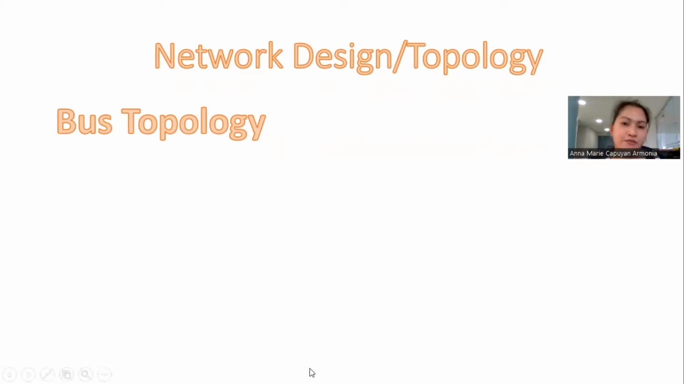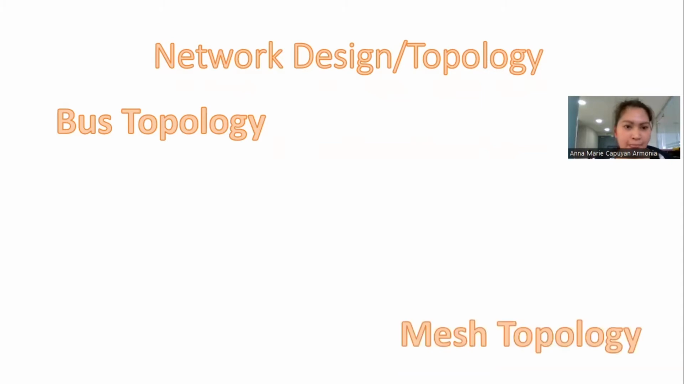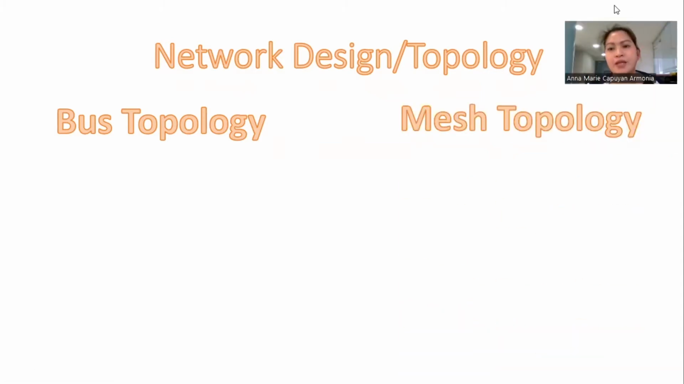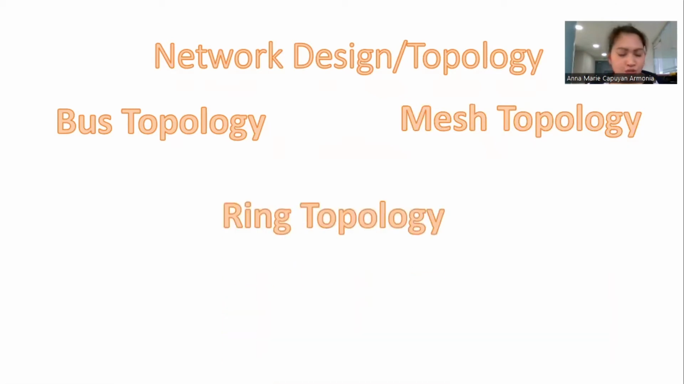For now, I'm just going to give you a bit of information about the bus topology and the other topologies. A bus topology is a network topology in which every computer and network device is connected to a single cable. That's only a single cable, which I'm going to show you later. We also have the mesh topology and the ring topology.